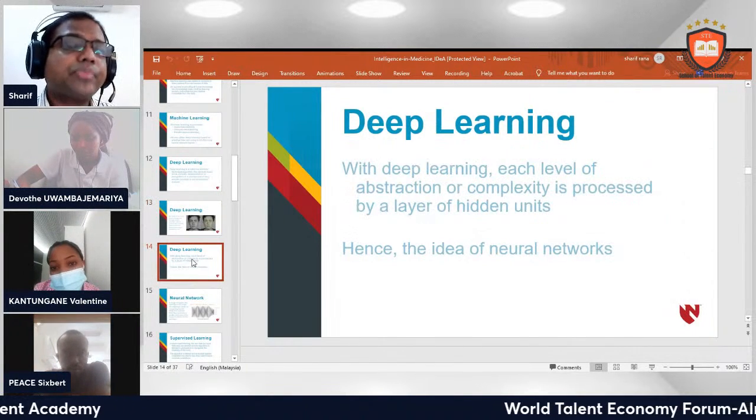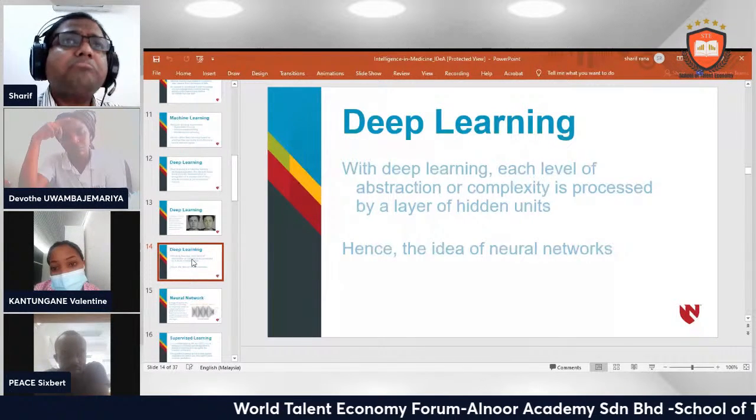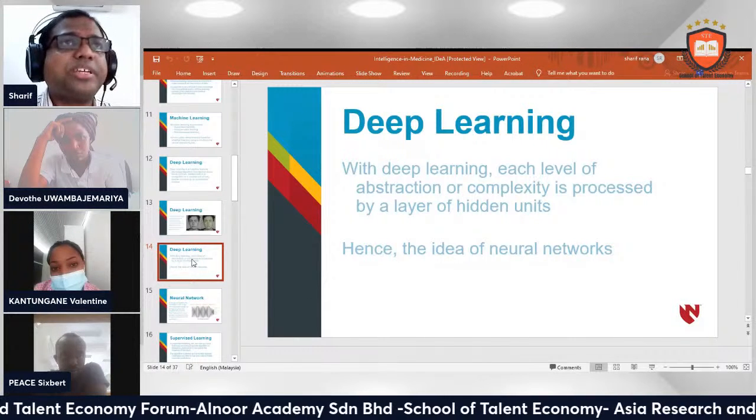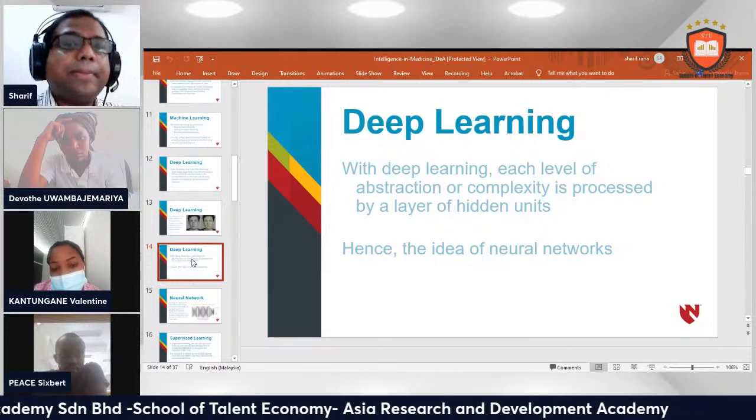What is deep learning? Try to understand. You are a healthcare worker. You need to understand the knowledge of artificial intelligence, because when you go to a modern hospital, this artificial intelligence you have to handle.